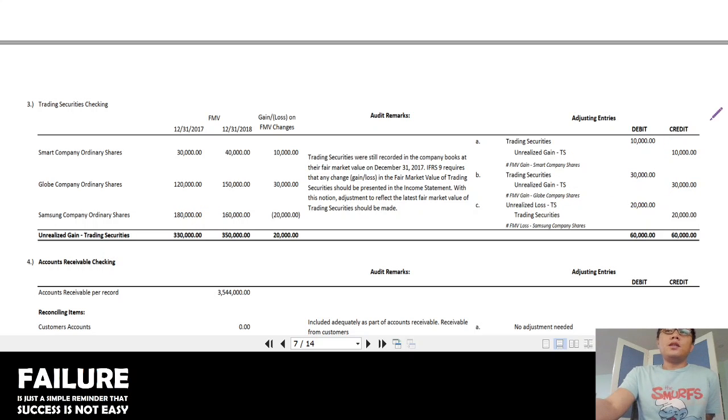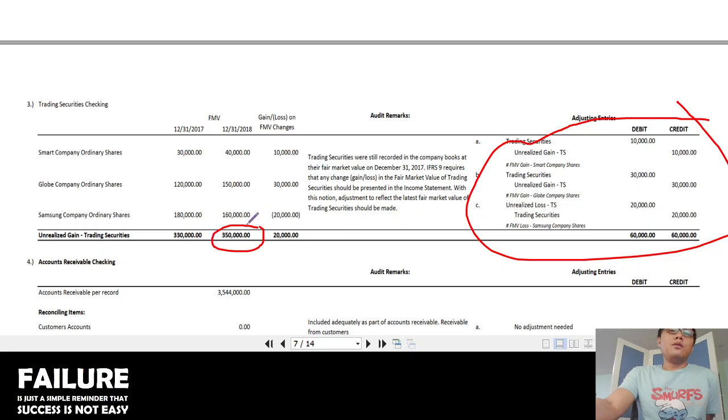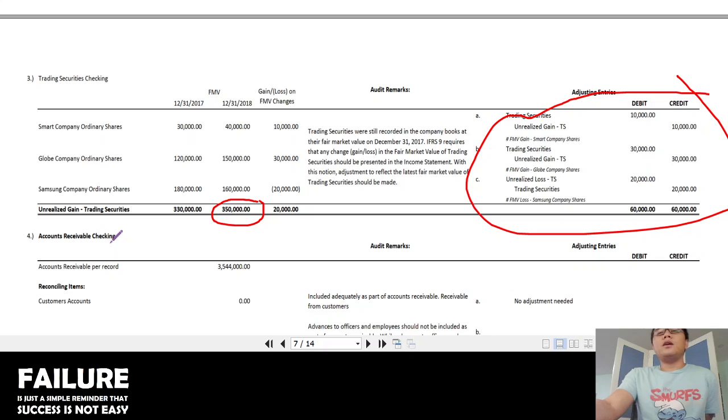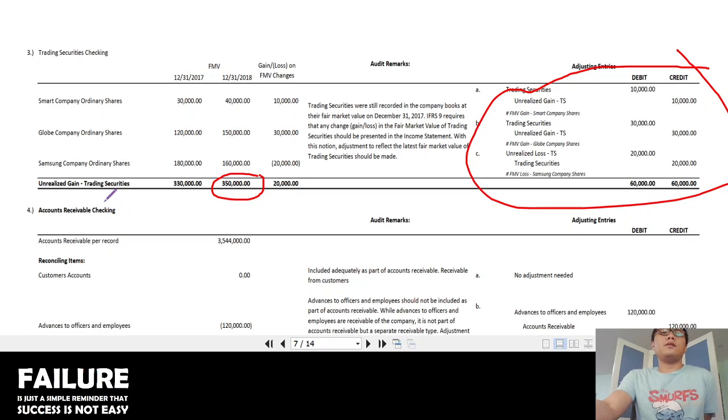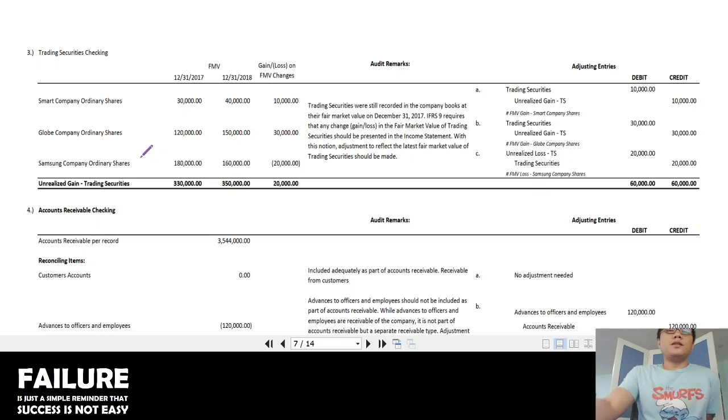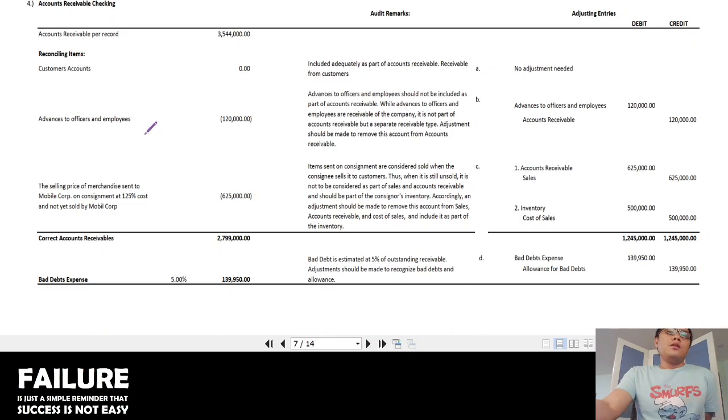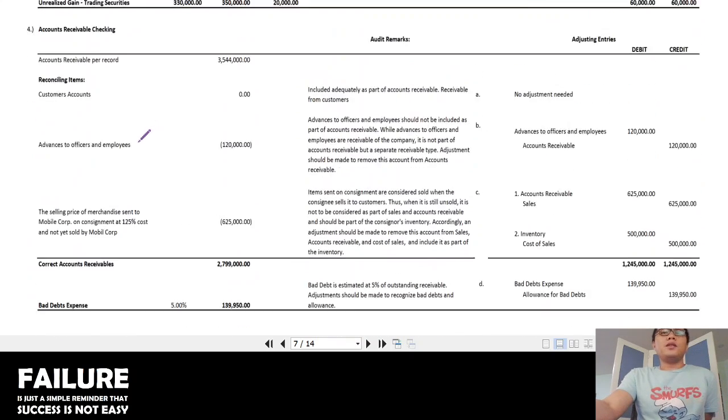So, after all these adjustments, di ba? After all these adjustments, our trading securities will now be presented at 350,000. Okay? So, di ba? Taas ng coverage, no? So, next, accounts receivable na naman tayo. Okay? So, the accounts receivable were presented at 3,544,000. Okay?